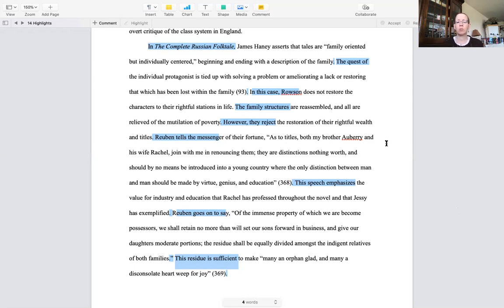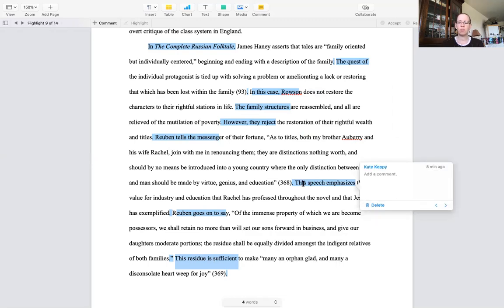So I highlighted the beginning of each of my sentences here, and I notice a couple of patterns. I have a couple of sentences that start with "the quest of" and "the family structures are reassembled," but the pieces that come next are quite different. So that's not too repetitive.